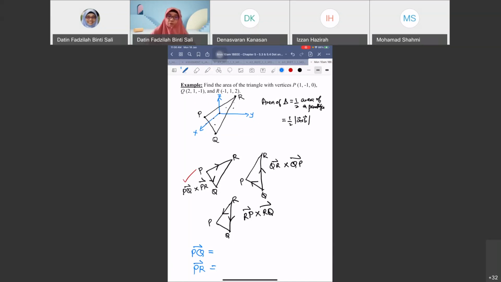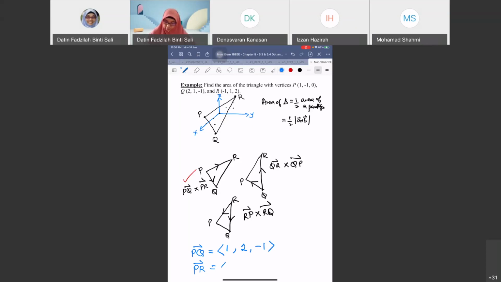So we have to find the component form of vector PQ first. I hope you all are with me. PQ: remember, terminal minus initial. So that means 2 minus 1, and then 1 minus minus 1, and then minus 1 minus 0. So that is the component form of vector PQ.